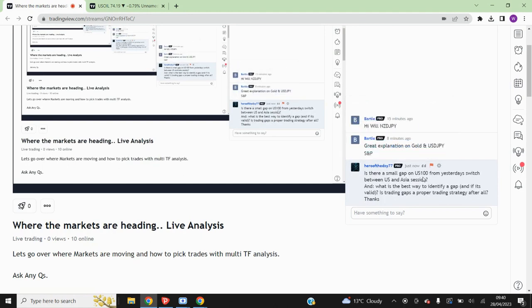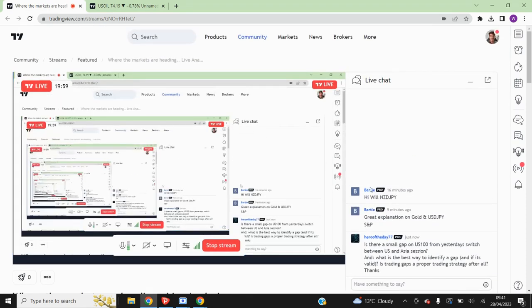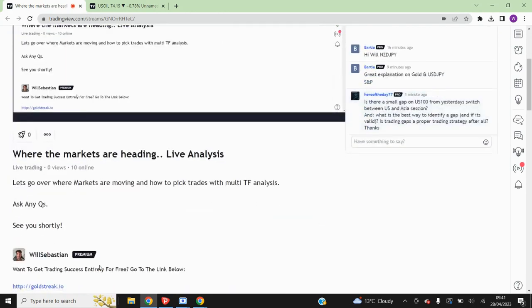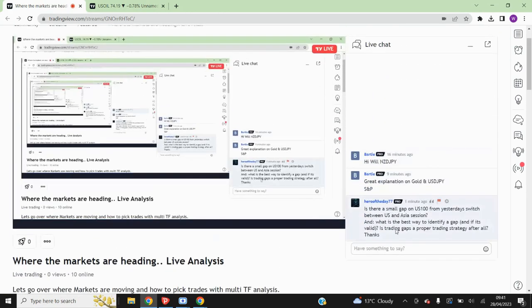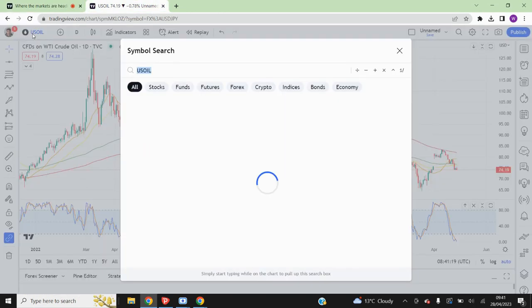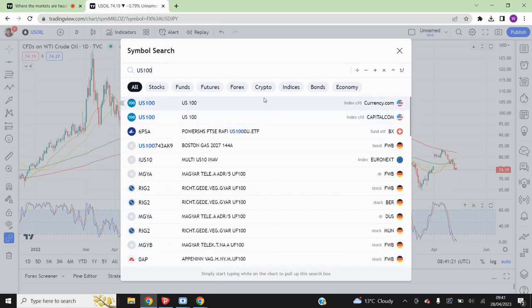Is there a small gap from US 100 from yesterday? Switch between, you say. I don't know a gap. And if it's valid, trading gaps are proper trading after all. So, brilliant question. And I really do like this, because sometimes people ask about methods they've seen before and they're wondering, are they actually valid? And that's why I produce what I have, because it's very different. But specifically to answer your question.